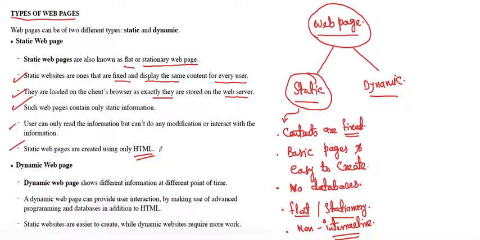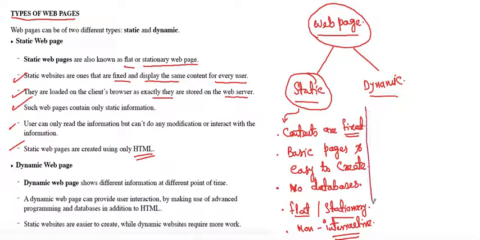Static web pages are those web pages whose contents are fixed, whose contents do not change for users. These web pages are also called flat or stationary web pages. They don't contain any databases. They are stored on the web server and displayed exactly as they are stored, which means the contents are not rendered from server to web browser. Such pages contain only static information, that means the information does not change for users, and such pages are created mostly using only HTML.